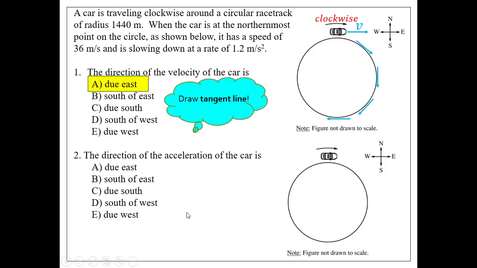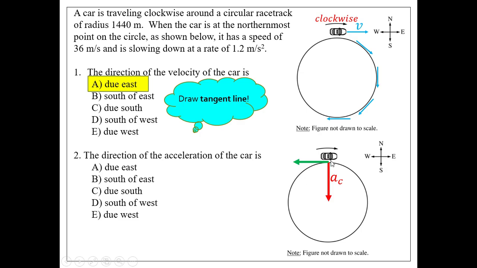Let's move on to number two. Here, number two wants the direction of the acceleration, which I think is a little trickier. For this one, the car is moving in a circular motion at the top of the circle, at the northernmost point, referencing this bird's eye view. It's moving at 36 meters per second. However, for this particular problem, it does say that it is slowing down at a rate of 1.2 meters per second squared. I know anytime an object goes in a circle, there is a centripetal acceleration pointing towards the center of the path. In this case, it's towards the center of the circle because the shape given to us is a circle. However, there is another vector that you need to identify, and that is the tangential acceleration. A tangential is pointing left for this one because it says it's slowing down.